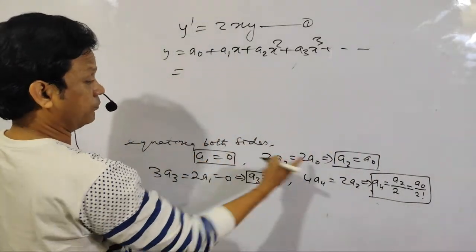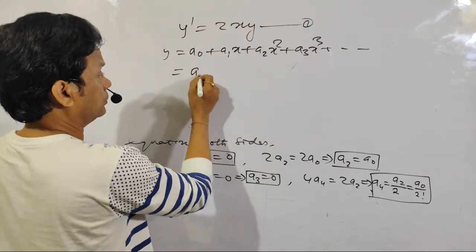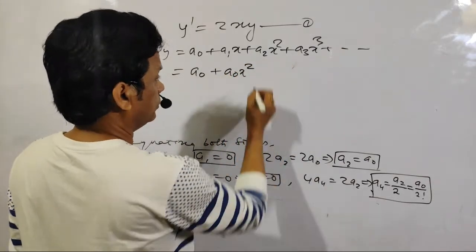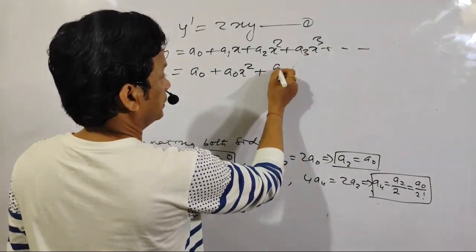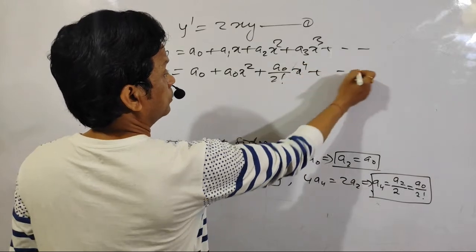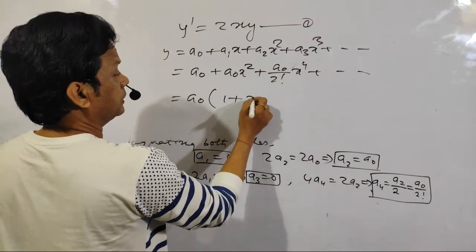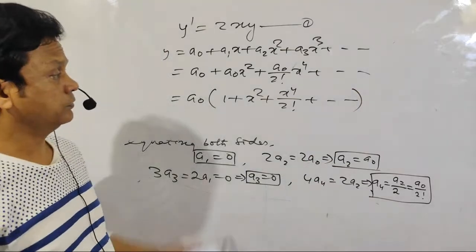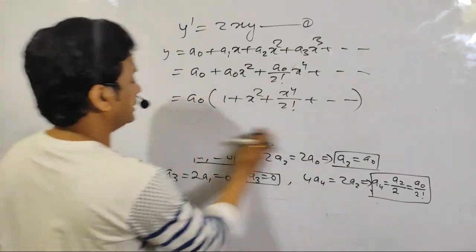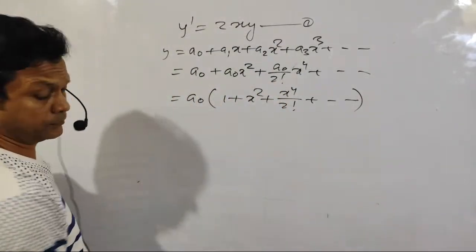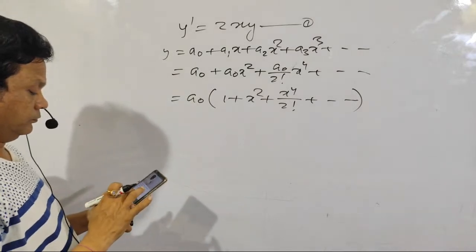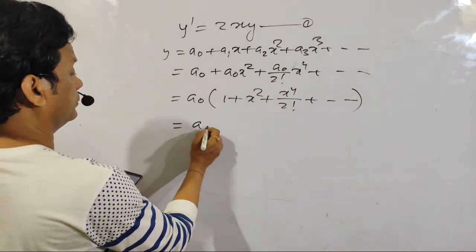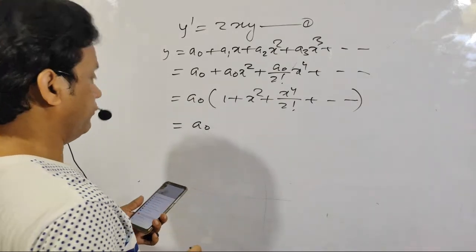Now a0 as it is, a1 is equal to 0, a2 is equal to a0, that means a0x square, then a3 is 0, then the next term a4 is a0 by factorial 2 x to the 4 plus so on, and simply take a0 common: 1 plus x square plus x to the 4 by factorial 2 plus so on. Can you tell me what is this series? Whose expansion is this one? Who can tell me?